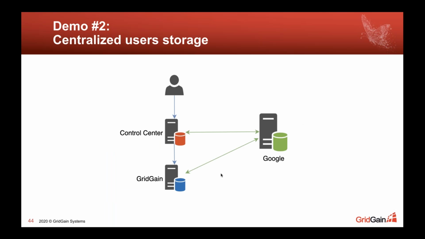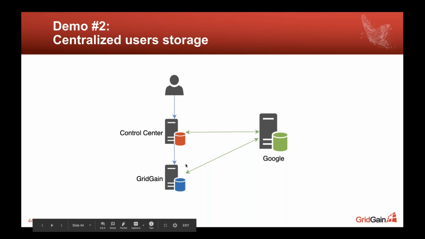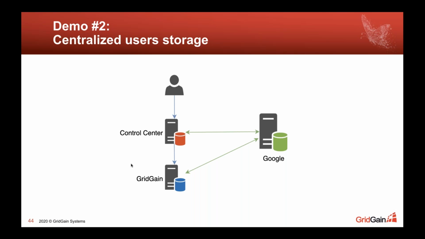If we want to improve our approach a little bit, we can integrate not with different databases. We will integrate with a single storage of identity information. For example, Google can work as this identity provider. So Control Center can work with Google. GridGain can work with Google if you implement the authenticator in a proper way. So they will share the same set of credentials.